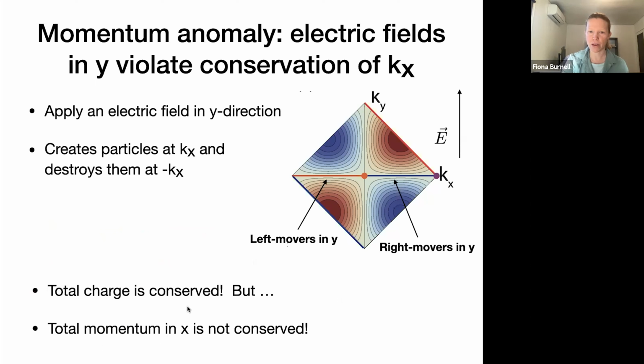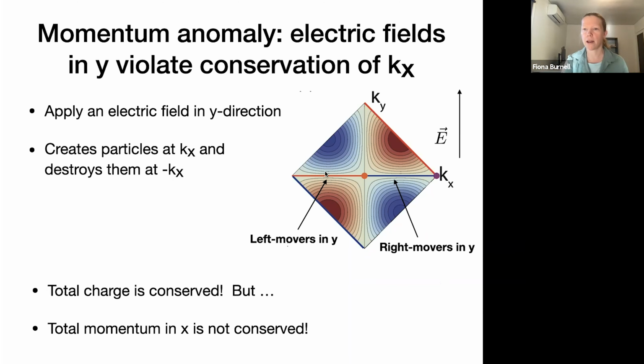What's happening here is actually that the momentum in X is not conserved. It looks like I'm taking particles from negative kx and moving them to positive kx in spite of the fact that the field is in the y direction. This failure of momentum conservation is a little more bizarre than what we think of in one dimension, where we say, of course, our electric field is accelerating the electrons, and so their momentum is not conserved.